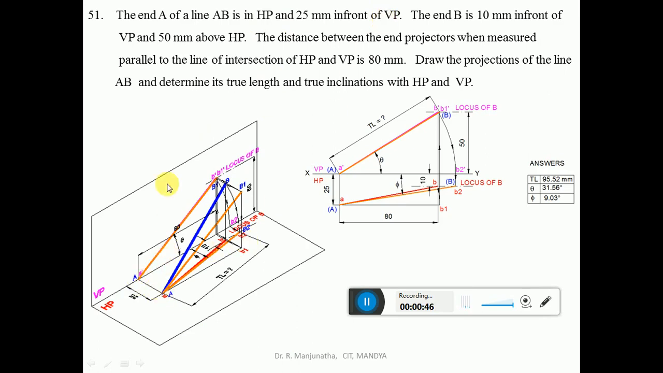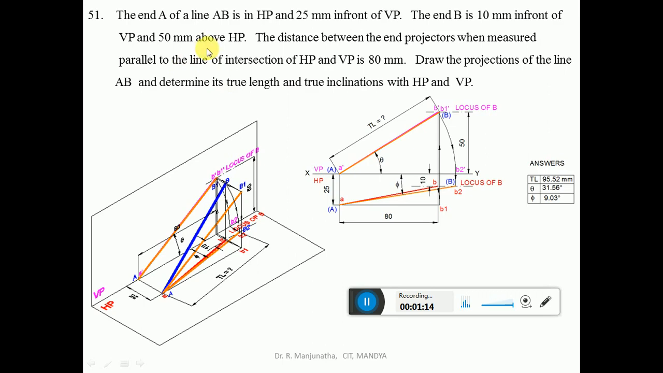When you look from the top view, we can see the distance in front of VP, which is 25 mm. Similarly, the end B is 10 mm in front of VP, so from the top view, we can see the distance in front of VP, which is 10 mm. Then draw a horizontal dash-dot line, and mark that as the locus of B. The locus of B means the top view of the point B and the top view of the true length B1 should lie on that particular line.